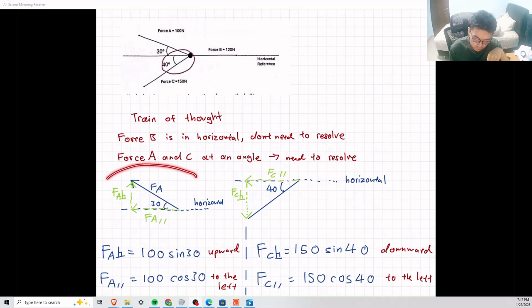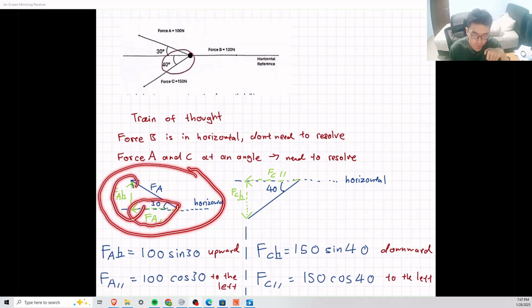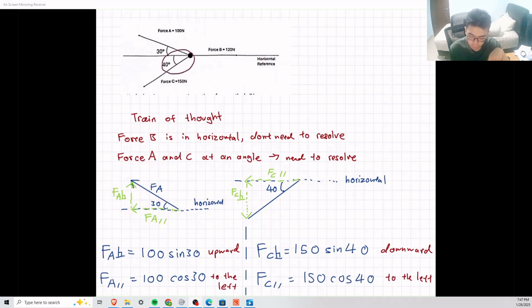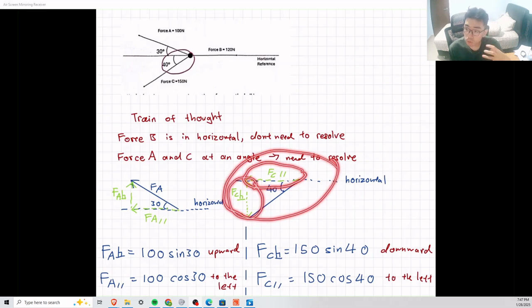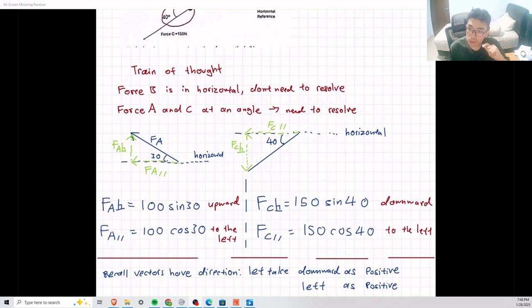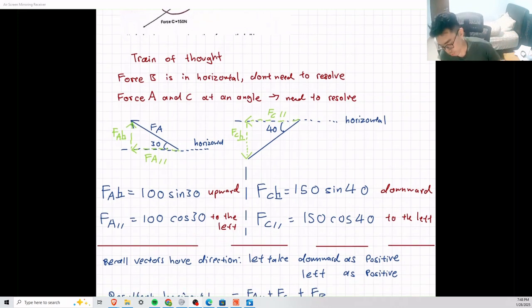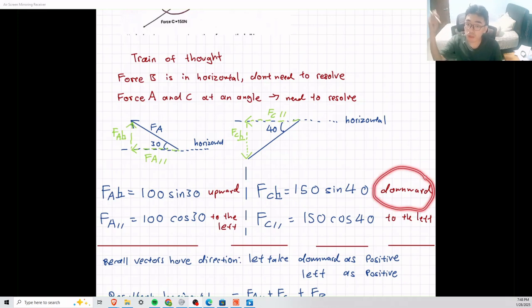Once I resolve it, I have a horizontal component for A and a vertical component for A. Same thing for C, I have a horizontal component and a vertical component. To make it clearer, using trigo, I even put the direction there. So it should be 100 sine 30 upwards, and for the horizontal component it will be to the left. For C, it will be downwards and to the left, because C is acting slightly downwards.